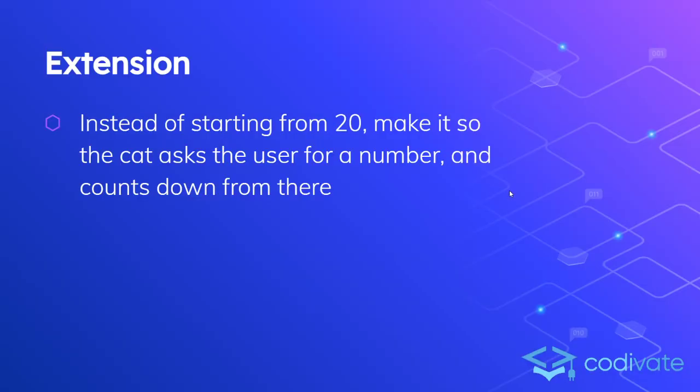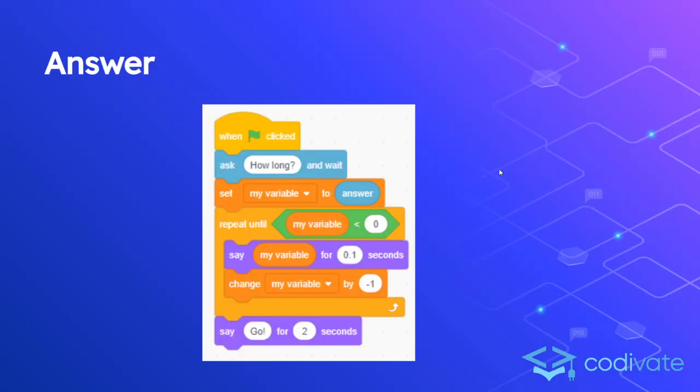Alright, next thing. Extension. Instead of starting from 20, make it so that the cat asks the user for a number and counts down from there. This should be pretty much the same code, except you're adding like one thing. And there you go. It's the same code from here to here, except we added an ask and we put answer here instead of the number 20.